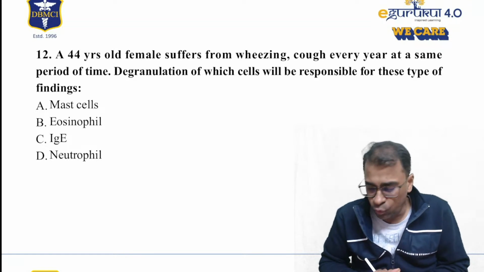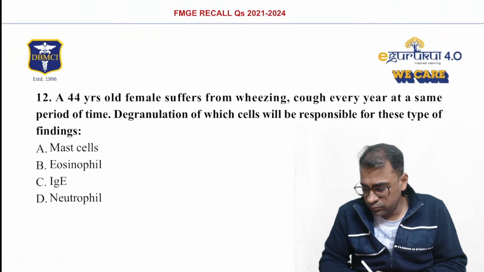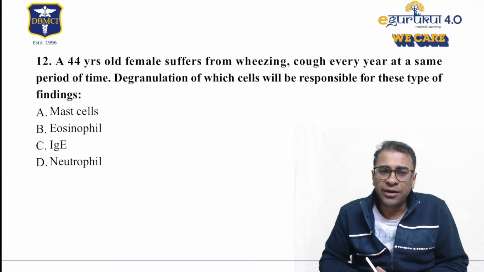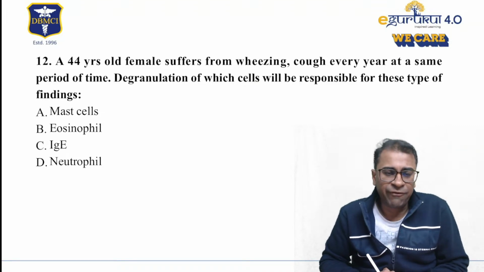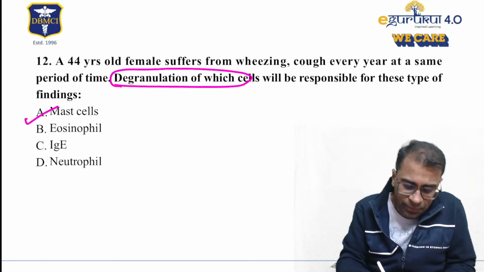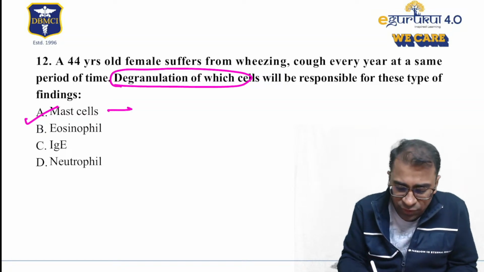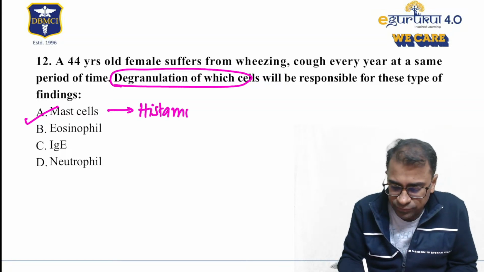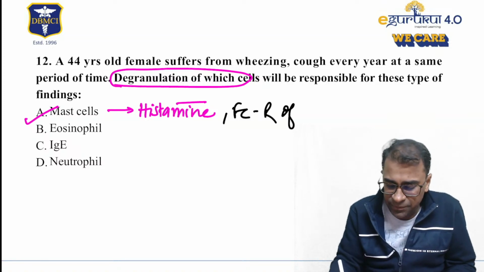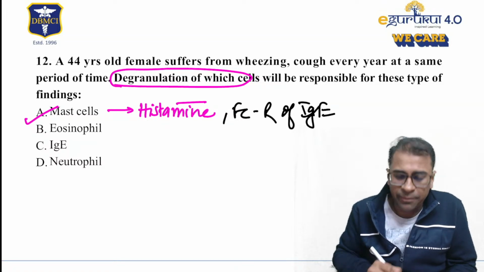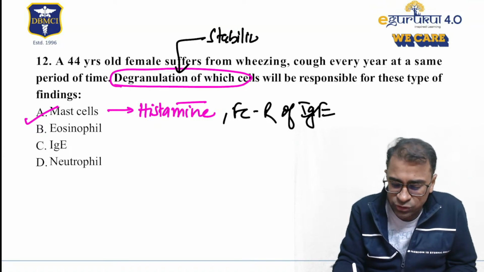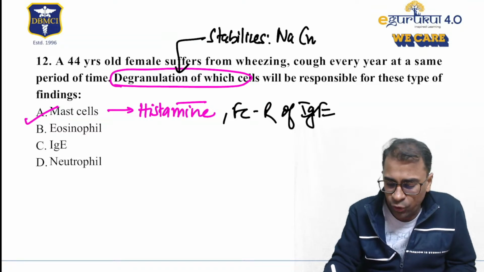A 44-year-old suffers from wheezing and coughing every year at the same period of time. Degranulation of which of the following is responsible for this type of finding? Tell me. Yes, degranulation of mast cells is the basic reason, because this is what releases histamine. Do you remember? If the question is that mast cells have, the answer is they have Fc receptor of IgE. But degranulation of mast cells can also be inhibited. To inhibit this, or you can say stabilize the mast cells, we also use mast cell stabilizers like sodium cromoglycate.